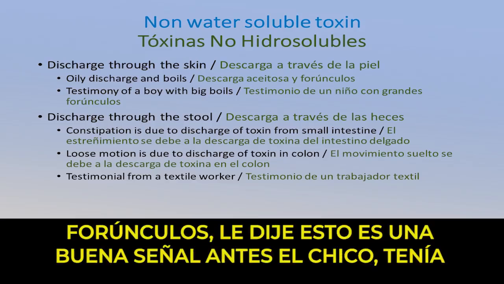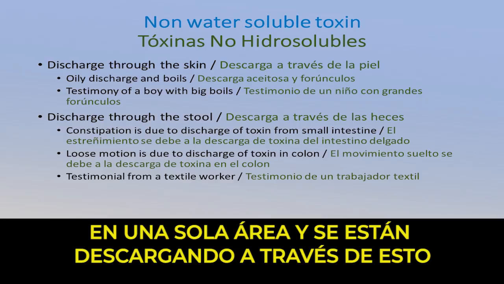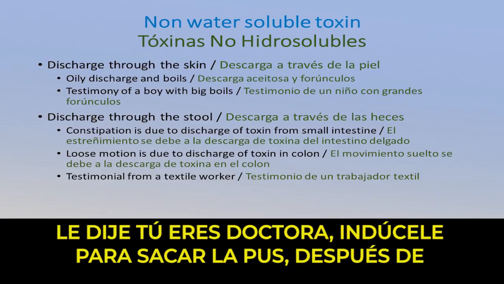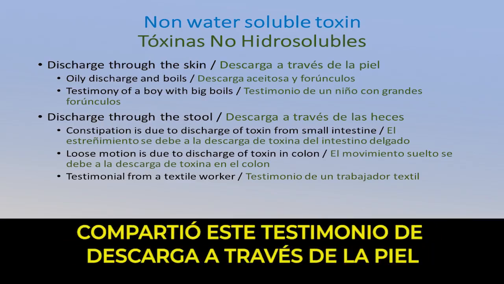But the boil has come out at the hand. I said, this is a good sign. Before that, the boy had a lot of toxins in the body. Now the toxins are pulled together in one area, and it's going to discharge. As a doctor, you can induce the pus, let the pus come out. Then after that, they remove the pus from the body. Then everything becomes okay. The boy becomes active again. So this is one testimony, the discharge to the skin.